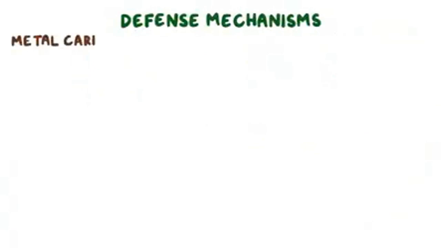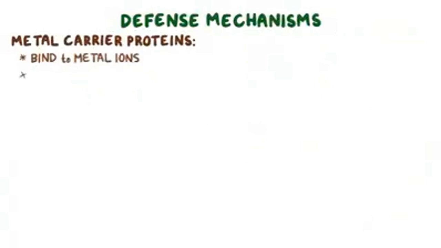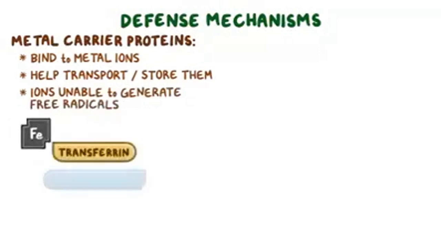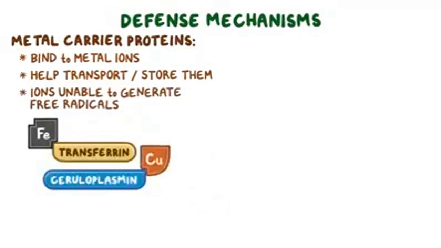Another defense mechanism is metal carrier proteins, which bind to the metal ions and help in transporting or storing them. This way, it's sort of like the ions are hidden away, and so are not able to generate free radicals. For example, transferrin, which binds to iron, and ceruloplasmin, which binds to copper and carry them in the blood.